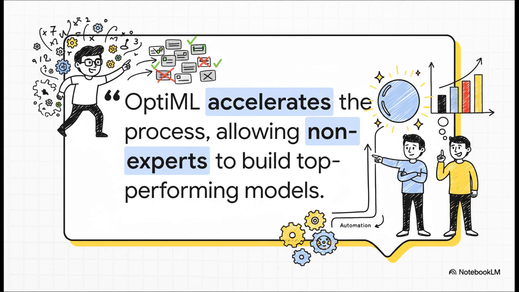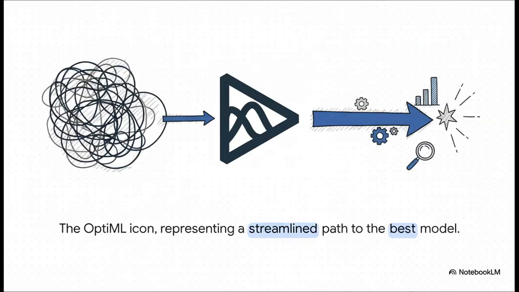I love this quote. It really gets to the heart of it. By automatically finding the best model, OptiML lets everyone, not just the experts, build top-tier models. It's like having a seasoned data scientist on your team, working tirelessly to test every option and present you with only the best. This frees you up to focus on the results, not the process. And this icon says it all, doesn't it? It visualizes taking that tangled, complex path of model selection and transforming it into a single, streamlined, and efficient journey, straight to the best possible answer.